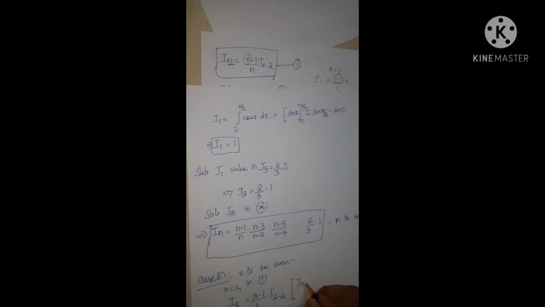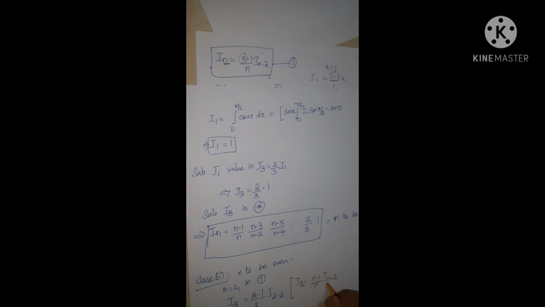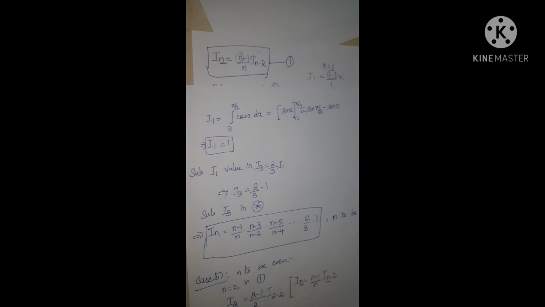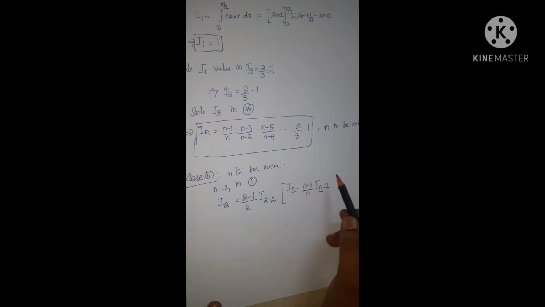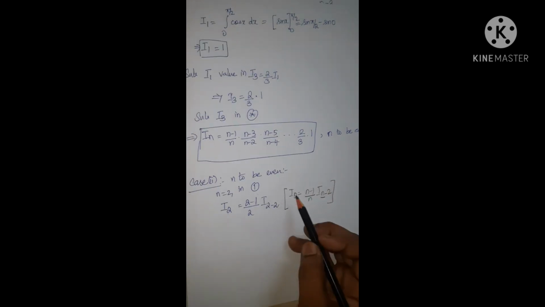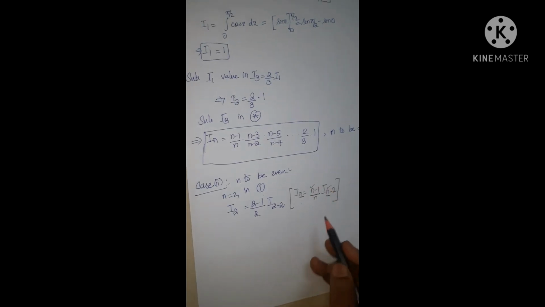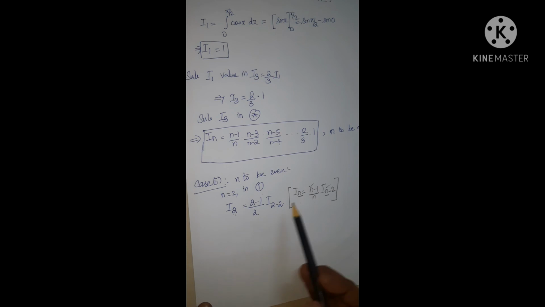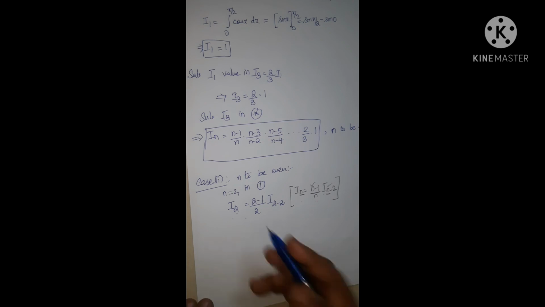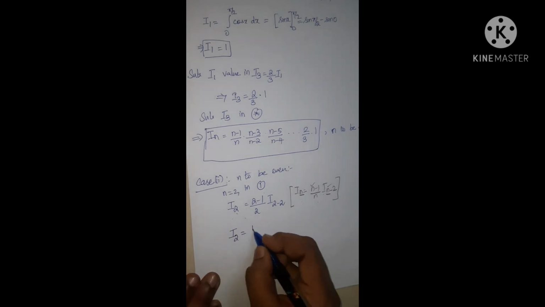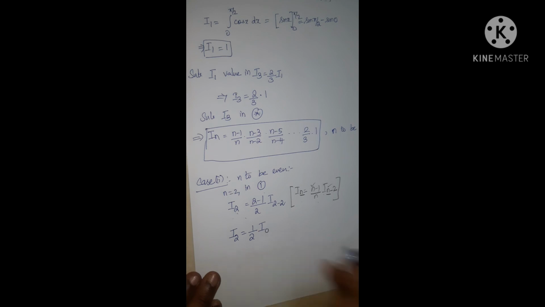How do we get it? Because our In expression is (n minus 1)/n times I(n minus 2). In the place of n we put 2. So we have In is equal to (n minus 1)/n times I(n minus 2). This is our equation 1. So in the place of n we substitute 2, and we get I2 is equal to (2 minus 1)/2 times I(2 minus 2). This will give us in the next step I2 is equal to 1/2 I0. I0 is an integral function, and 2 minus 2 is 0, so I0 has some meaning in it.